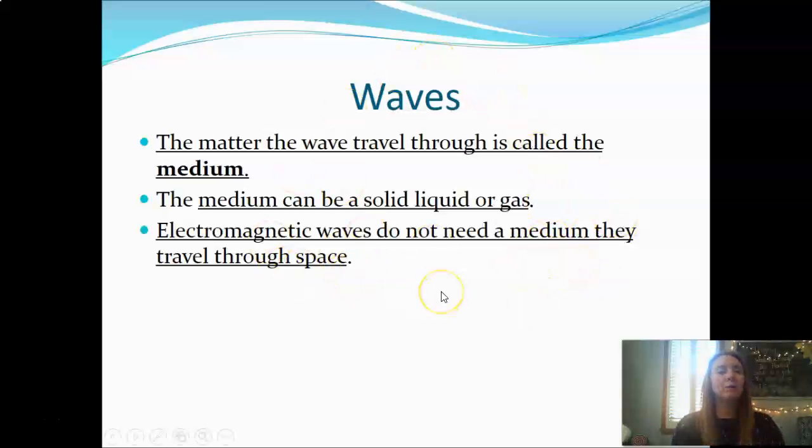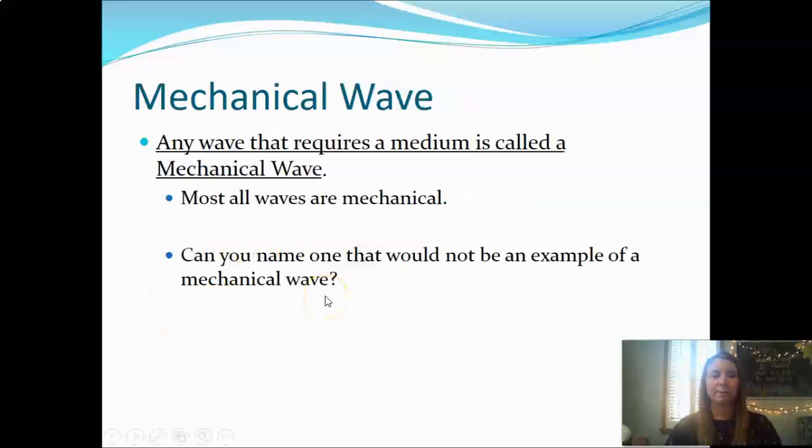So the only type of waves that don't need a medium are the electromagnetic waves, and these are electrically charged and magnetically charged energy sources that can travel through space. We'll talk about what that actually looks like as we get a little bit closer to that.